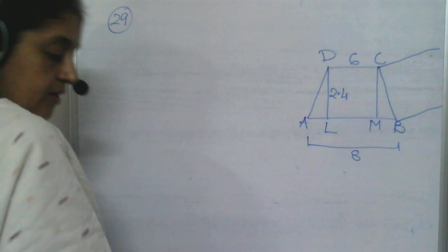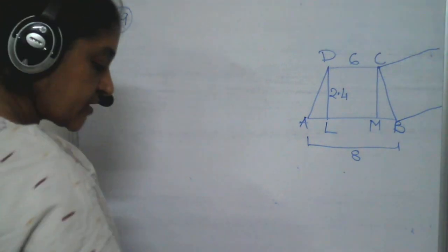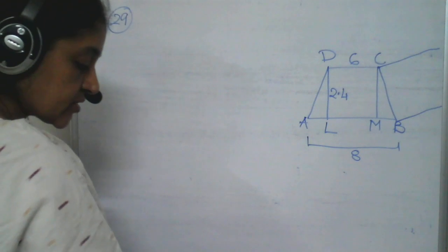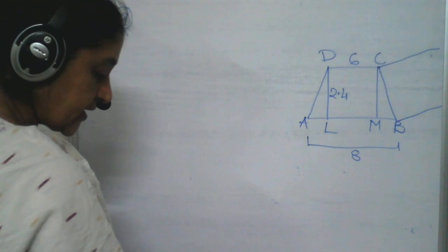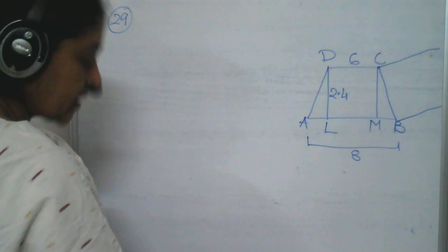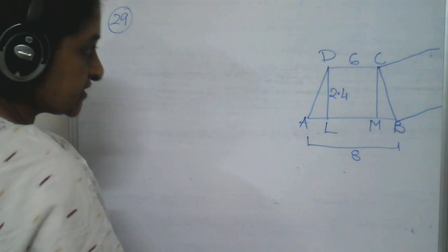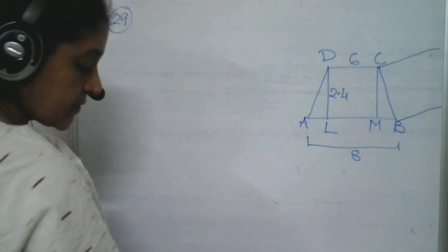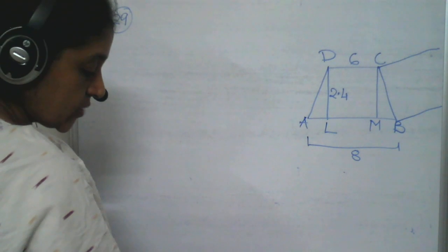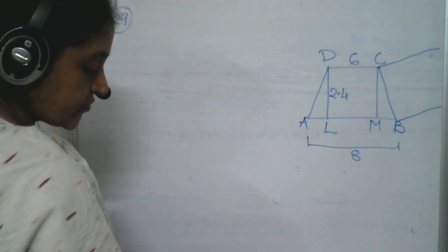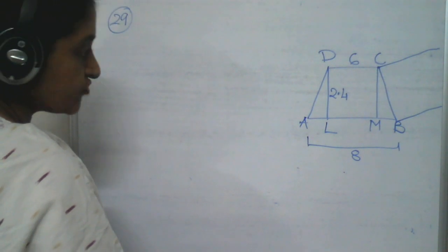We have here another question from surface area and volume itself. Let me read the question for you. The cross section of a tunnel perpendicular to its length is a trapezium ABCD, in which AB is 8 meter, DC is 6 meter, and AL and BM are equal. The height of the tunnel is 2.4 meter and its length is 40 meter.